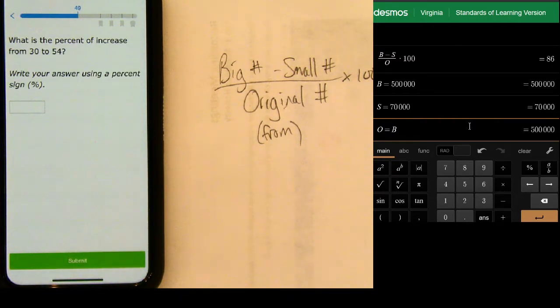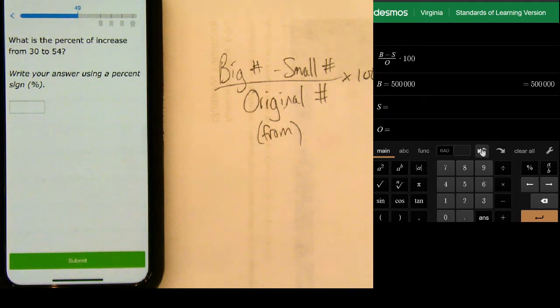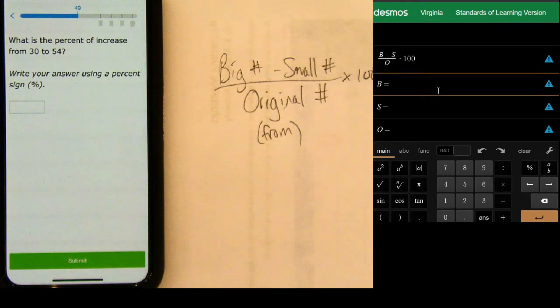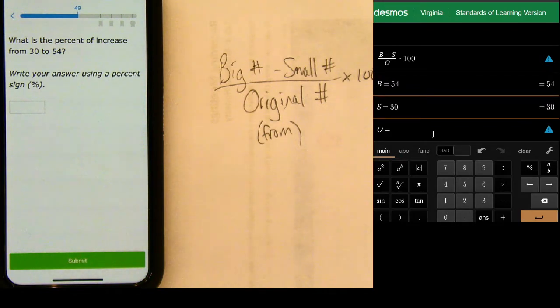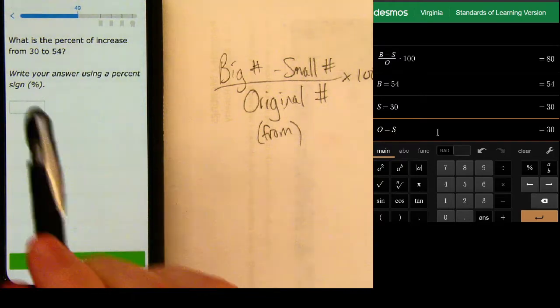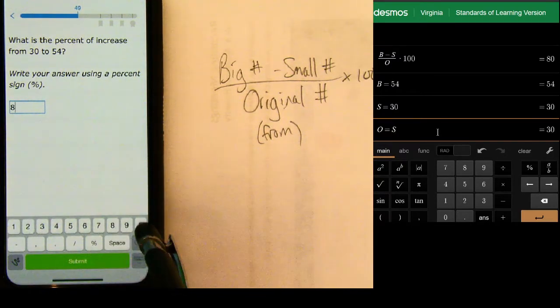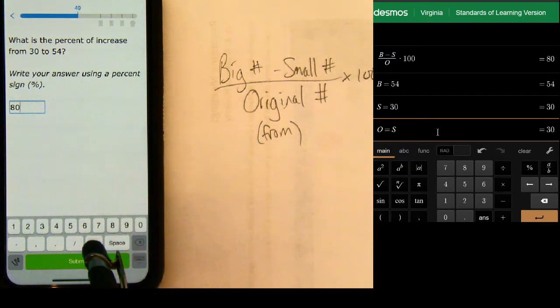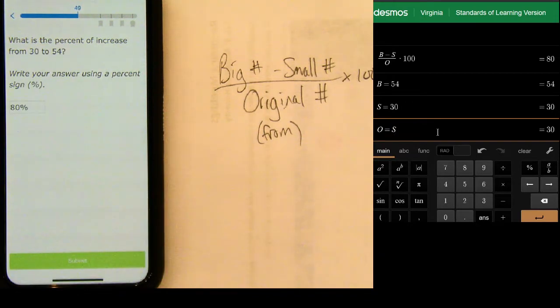Now it says what is percent of increase from 30 to 54? So I can say from 30 to 54. So my big number is 54, original number, and my small number is 30. I can say S for this one. And so I'm going to say my percent of change is 80%. And it already says increase, so we are good.